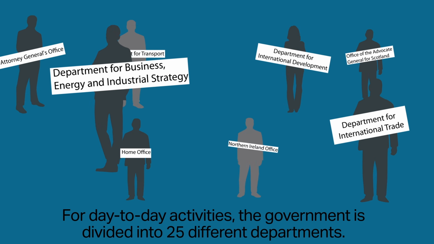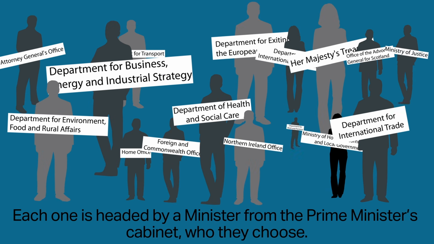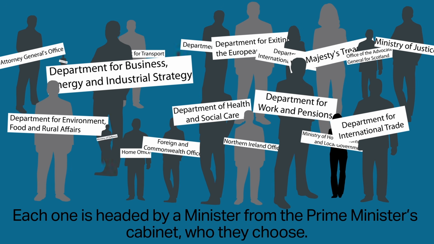For day-to-day activities, the government is divided into 25 different departments. Each one is headed by a minister from the Prime Minister's cabinet, who they choose.